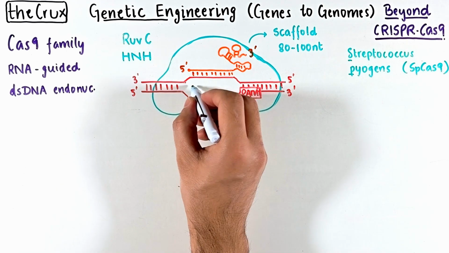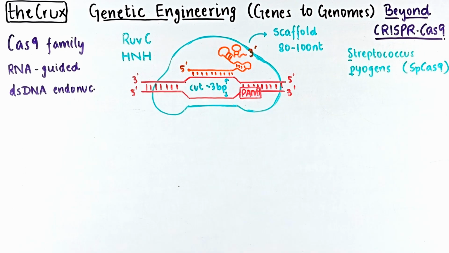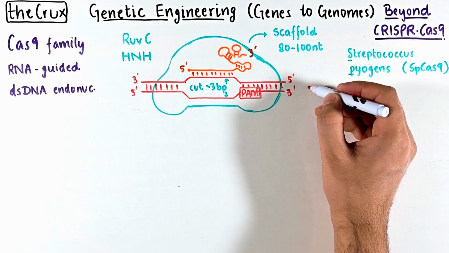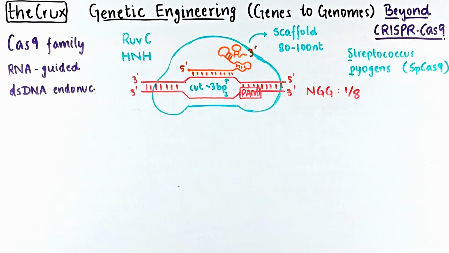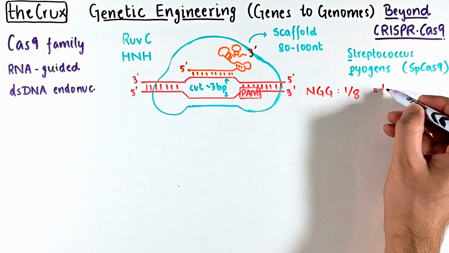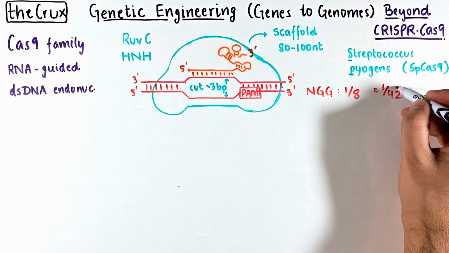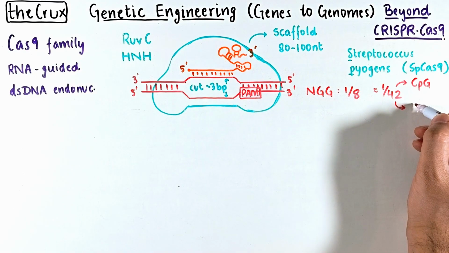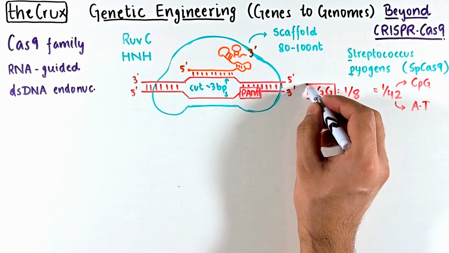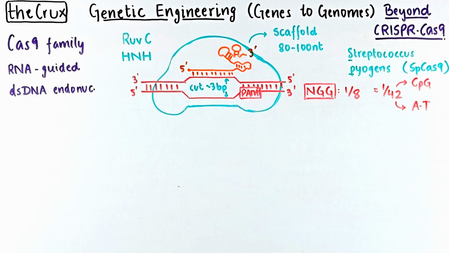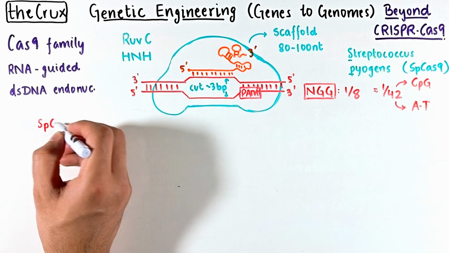The nuclease cuts 3 nucleotides upstream of the PAM sequence. The PAM is generally NGG, which theoretically you hope to find every 8th position, but empirically this ends up being every 42 positions. But if you think about genomic regions like CpG islands, you will find a lot of these NGG sequences. But if you go for AT-rich regions, it may be difficult to find an NGG sequence.